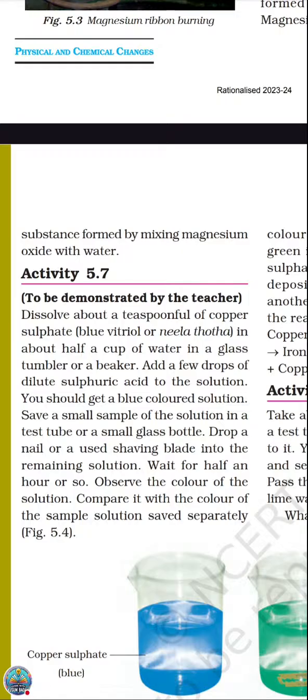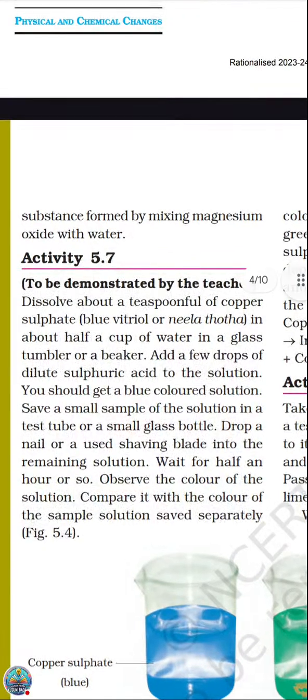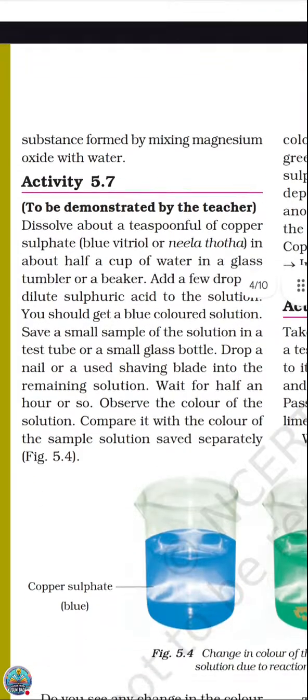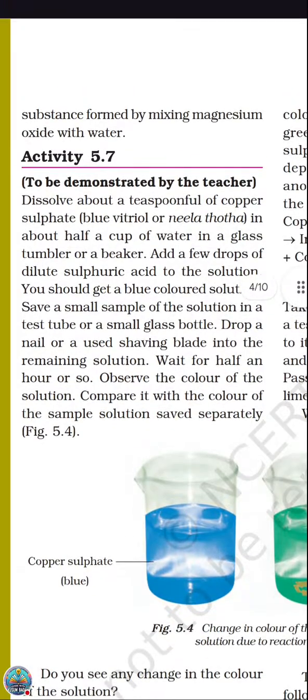Dissolve about a teaspoon of copper sulfate. Here again they can ask a one mark question: what is blue vitriol? Copper sulfate is called blue vitriol or Neela Tota, as it is blue in color. In about half a cup of water in a glass tumbler or a beaker, add a few drops of dilute sulfuric acid. Copper sulfate is taken, and a few drops of dilute sulfuric acid are added to that. You should get a blue color solution. Save a small sample of the solution in a test tube or a glass bottle.